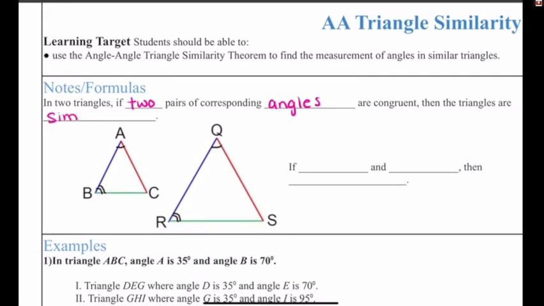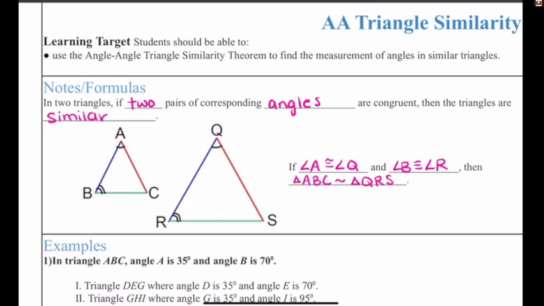For example, what I have down here are two triangles, ABC and QRS. In this case, we know that angle A is congruent to angle Q based on the marking. Angle A has one little arc, so does angle Q, which means they're congruent. Same thing for angle B and angle R. So if angle A and Q are congruent and B is congruent to angle R, then we can say that triangle ABC is similar to triangle QRS, okay?